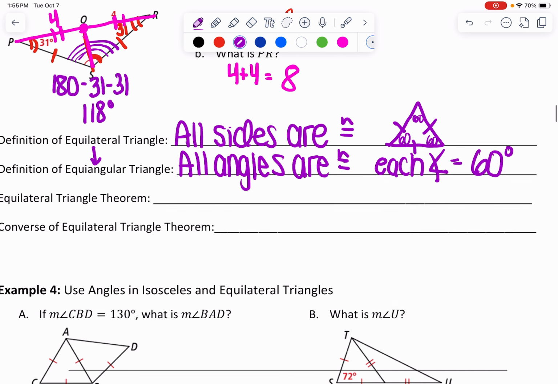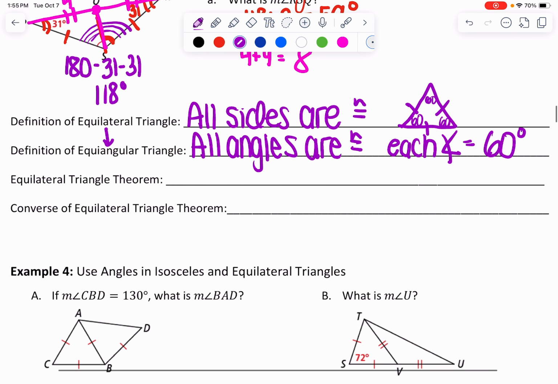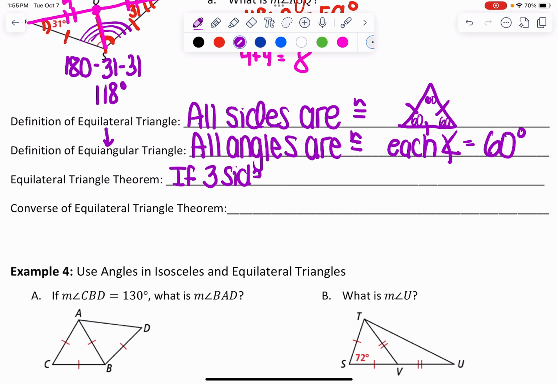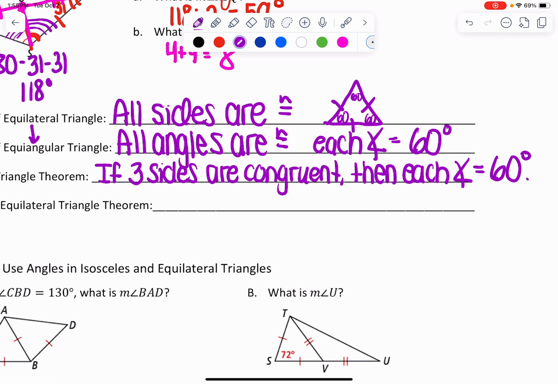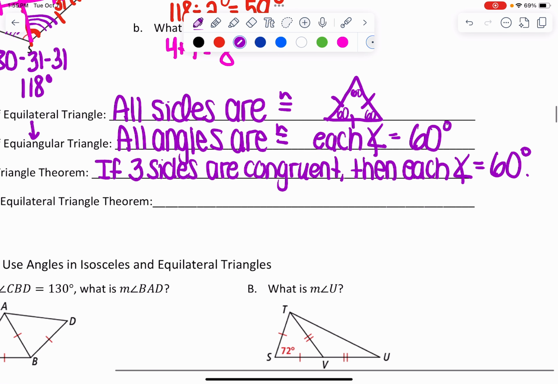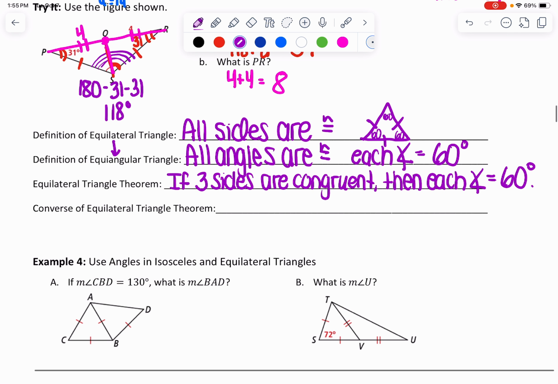All right, so with that said, the equilateral triangle theorem says what I just said. If 3 sides are congruent, then each angle equals 60 degrees. I'll pause there for a second. So if 3 sides are congruent, then the angles are each 60 degrees.